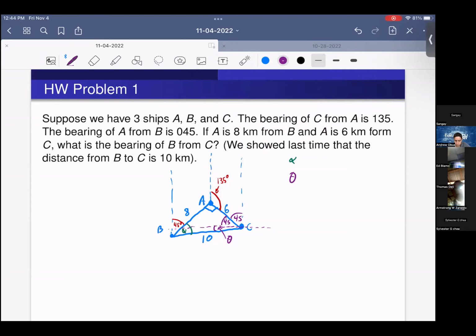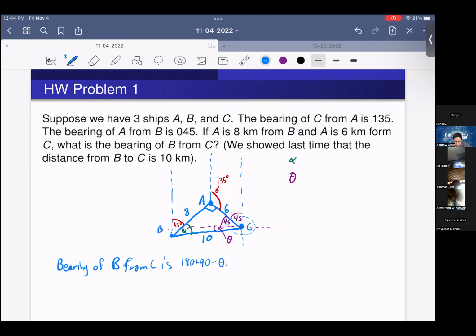So the bearing of B from C will be 180 plus 90 minus theta. Great. We have 180 to go all the way around here, and if we went all the way up to this horizontal line we would have 270, but we're not going all the way up there. So we only have theta. So I agree, it's 180 plus 90 minus theta.